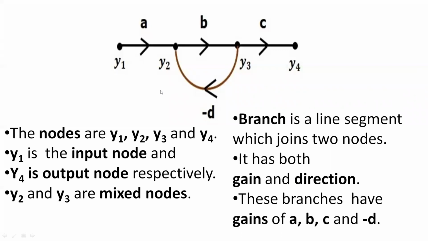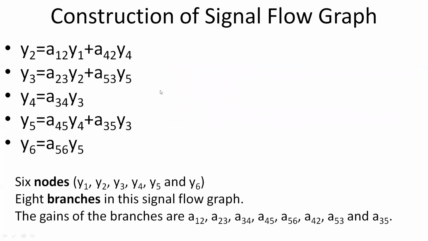Now let's see how to construct a signal flow graph for these equations. This could be a typical set of equations which we put in this form. Y2 is equal to A12 Y1 plus A42 Y4, and Y3 is equal to A23 Y2 plus A53 Y5. Y4 is equal to A34 Y3, and Y5 is equal to A45 Y4 plus A35 Y3. Y6 is equal to A56 Y5.